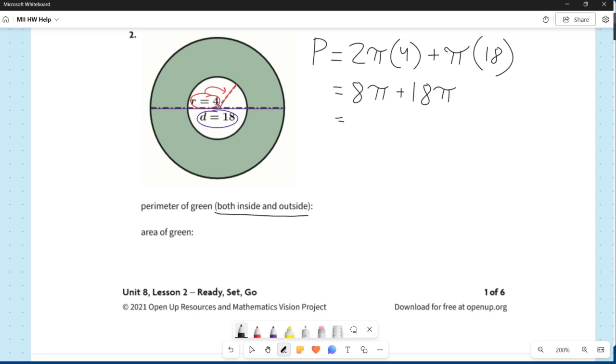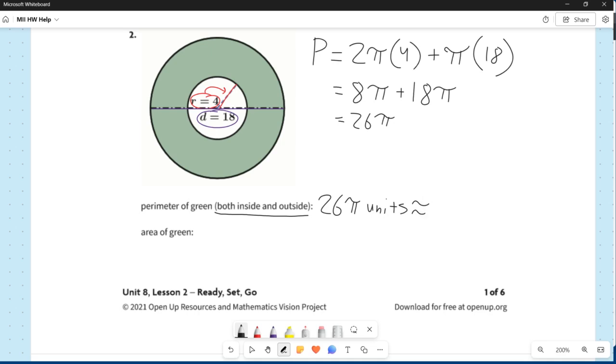In this context, you can treat pi like x, right? So 8x plus 18x is 26x. Likewise, 8 pi plus 18 pi is 26 pi. Again, you just treat it like you would a variable or an unknown. So the perimeter here is going to be 26 pi units.